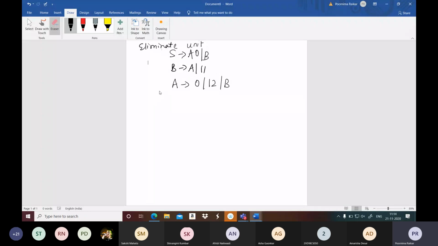We'll take that all together in the next examples. Now here we'll only go for eliminating unit production. The first step is to identify the unit productions. S → B is a unit production because it is a single variable. B → A is also a unit production. Then A → B is a unit production, because you can easily make out single variables, that is non-terminals.